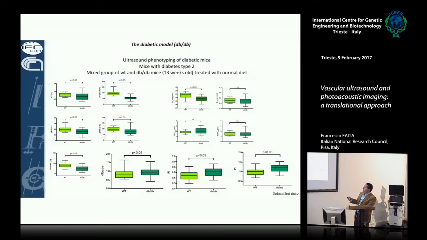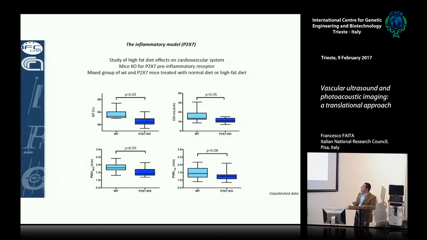Finally, both the diabetic mice show a sort of damage at the level of the kidney microcirculation and also a greater amount of fat content in the liver.